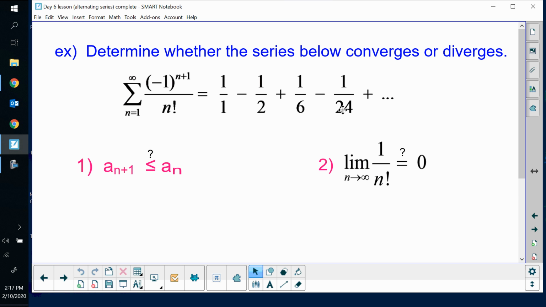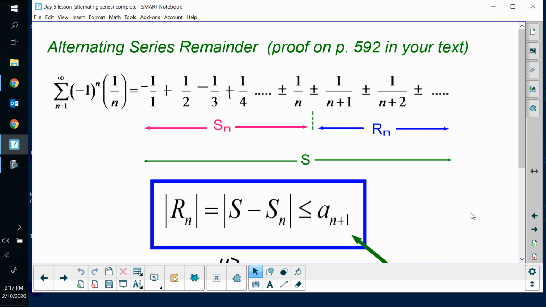This one, they're definitely getting smaller and smaller. It is alternating, so that checks off. This one is going to approach 0, so that checks off. So this would converge by the alternating series test. We went through those two quickly because I wanted to make sure we got to alternating series remainder.